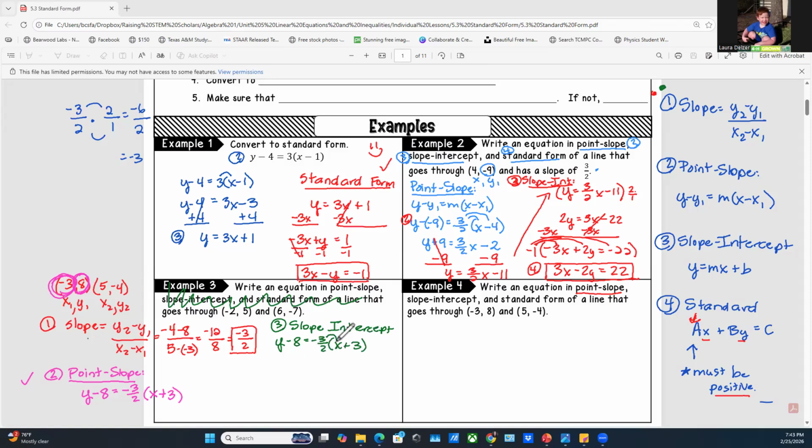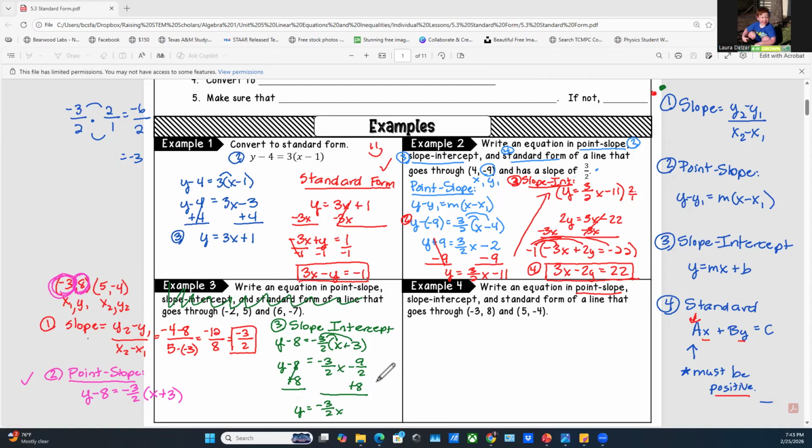So negative 3/2 times x, negative 3/2 times x, negative 3/2 times a positive 3. That's going to give me negative 9/2, which is kind of awkward, but we can do this. And so we are going to add 8 to both sides. This is going to give me y equals negative 3/2 x.